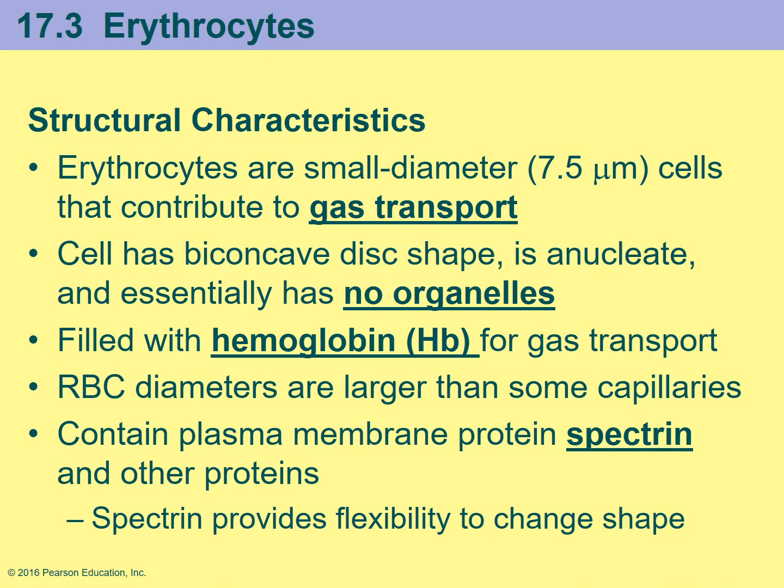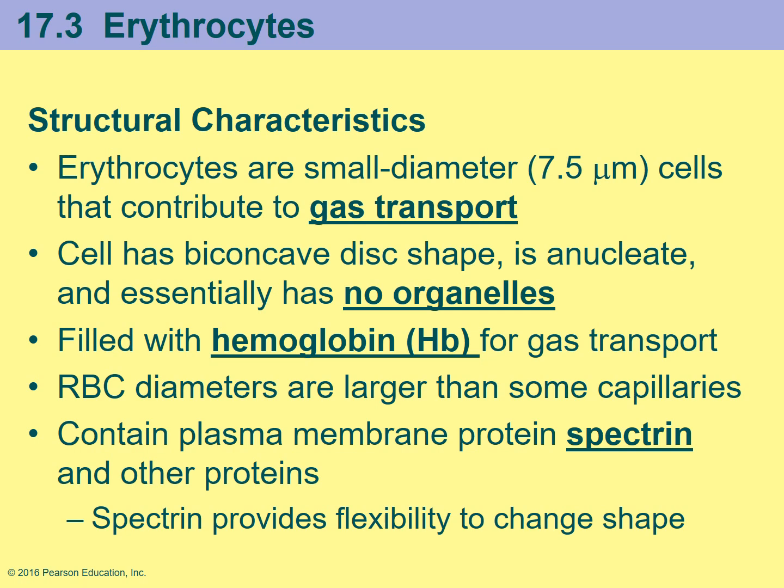So we'll start with the erythrocytes, the red blood cells first. They're very small. They're about 7.5 to 8 micrometers in size. Their purpose is to help transport gas. They do not have a nucleus. They do not have organelles. They are biconcave, shaped like a disc. They are filled with hemoglobin. So the gas will actually bind to the hemoglobin.